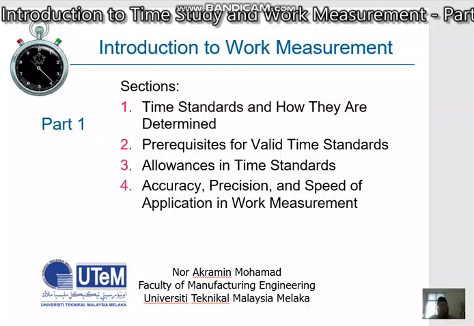In this session, we want to discuss the introduction to work measurements. In the first part, we divided the discussion into 4 sections. First, what is meant by time standard and how they are determined, followed by the prerequisites for valid time standards, then the allowances in time standard, and the last section of part 1 is about accuracy, precision, and speed of application in work measurements.